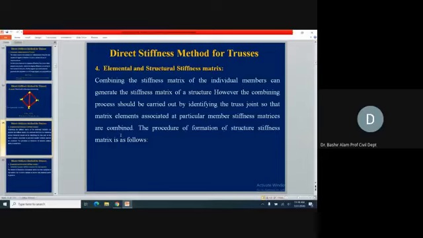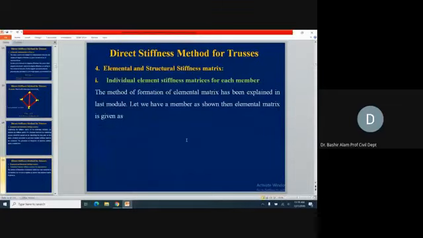So from the element stiffness matrix, while making the structural stiffness matrix, we need to put the elements of the elemental stiffness matrix in a proper and organized way so that we can formulate the structural stiffness matrix. The elements will be transferred from the elemental stiffness matrix to their appropriate addresses in the structural stiffness matrix. We will discuss this when we get to the examples. The procedure of formation of the structural stiffness matrix is as follows.